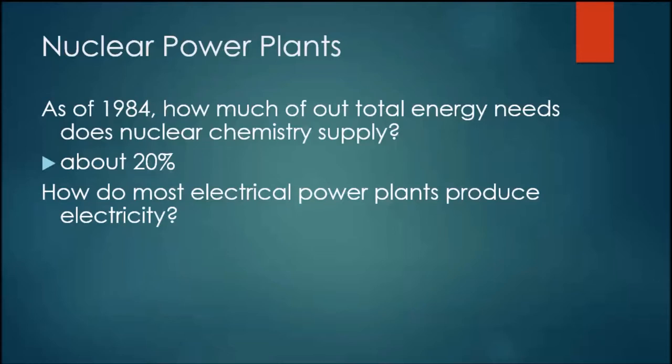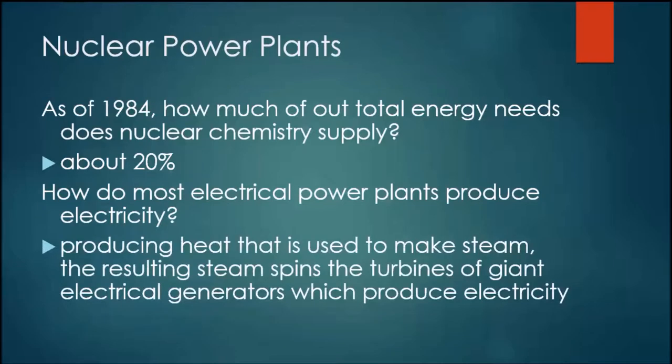How do most electrical power plants produce electricity? Easy. You burn gas, or you burn coal, or you burn oil, producing a lot of heat. That heat is used to convert water into steam, and then the steam turns these big giant flywheels. Did you ever play with pinwheels or flywheels when you were a kid? Okay, so you turn the fins on this flywheel and that creates electricity. I'll show you how that works. A nuclear reactor works the same way.